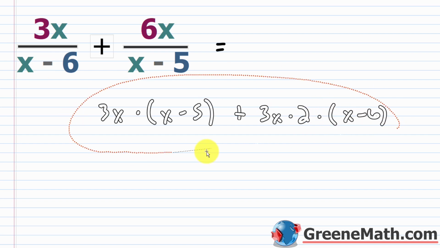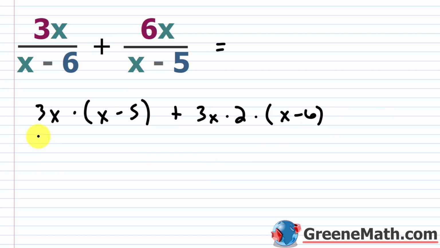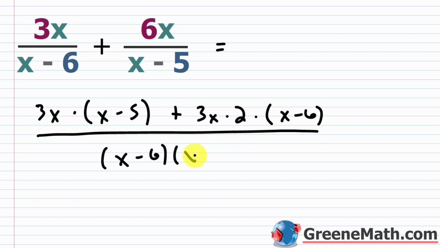That's what I would need there. So let me slide this down a little bit. And then we're just going to write this over our LCD, which is the quantity x minus 6 times the quantity x minus 5. Now again, I told you I'm going to be pulling out this 3x. Again, if you make the mistake of distributing this in, you're going to have to pull it back out, and it doesn't really make sense to me. So just save yourself the work and do it now.